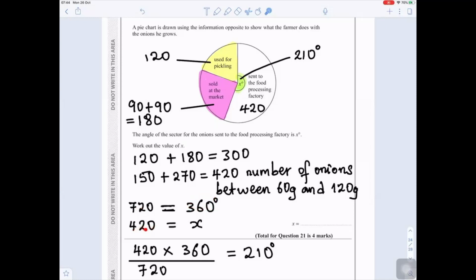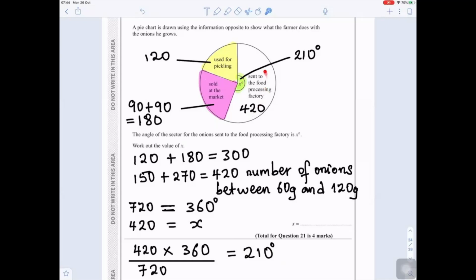So what would 420 be? You cross multiply. 420 times 360 divided by 720 gives you 210 degrees. So that angle is 210 degrees.